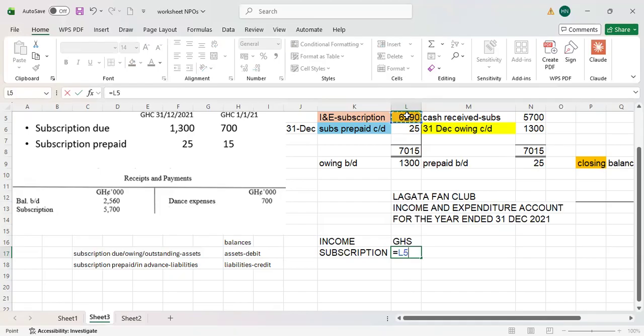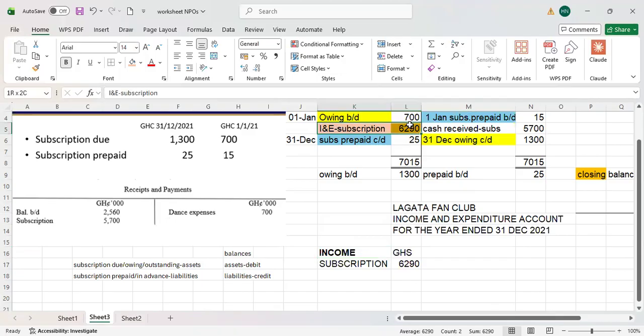This one. All right. So that is how you are going to capture your subscription. So you need to calculate this. You need to calculate your subscription, and then that is what you show here. All right. So that's about it.